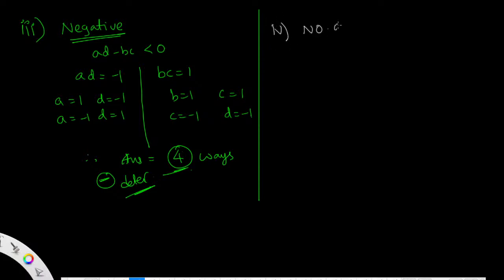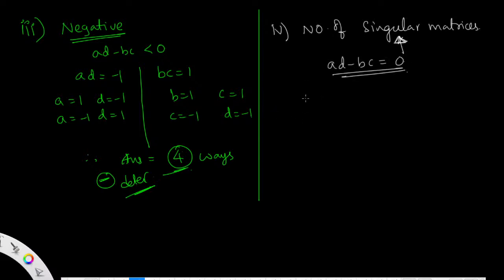Number of singular matrices. What is meant by singular? Singular matrix they are asking. Then AD minus BC must be equal to 0. For a singular matrix, the meaning is AD minus BC must be 0.